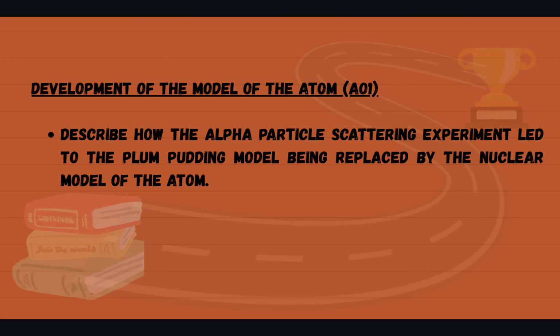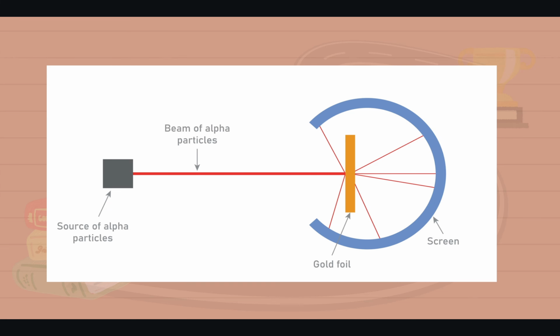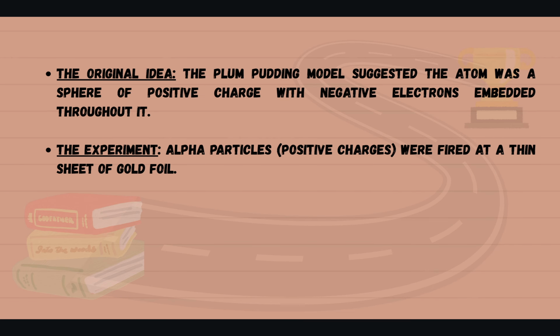So the first 6 marker we can get is development of the model of the atom, which is AO1. Here we have to describe how the alpha particle scattering experiment led to the plum pudding model being replaced by the nuclear model of the atom. So this is an example of the experiment that we're going to talk about in the answer.